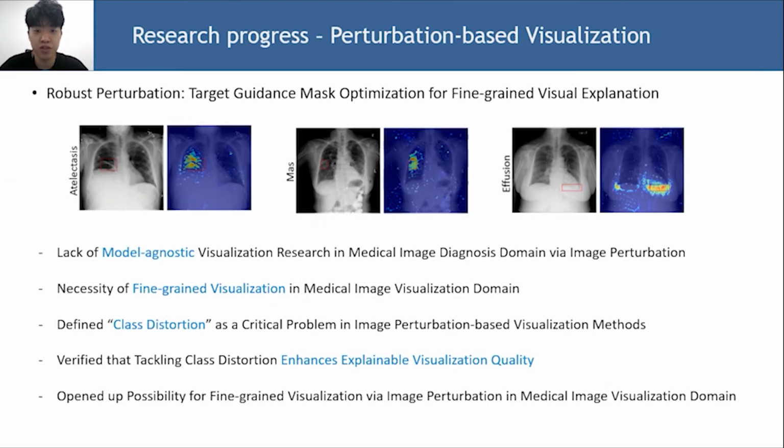This is the ongoing research on medical image visualization. We have done research to solve the lack of model agnostic visualization research in medical image diagnosis domain with image perturbation. In addition, there are necessities of fine-grained visualization in medical image visualization on pixel level. We defined class distortion as a critical problem in image perturbation-based visualization methods and verified that tackling class distortion enhances the quality of explainable visualization. The research is meaningful in that it opened the possibility for fine-grained visualization with image perturbation in medical image visualization domain.